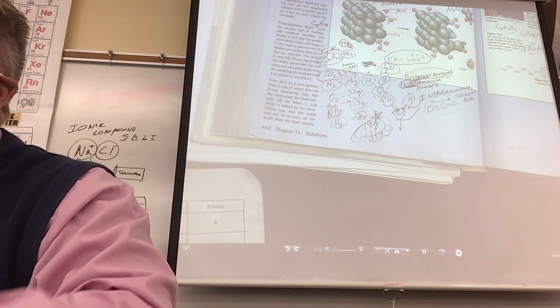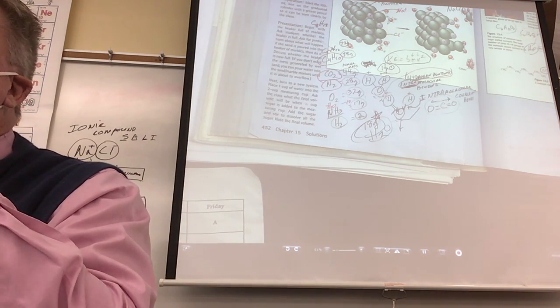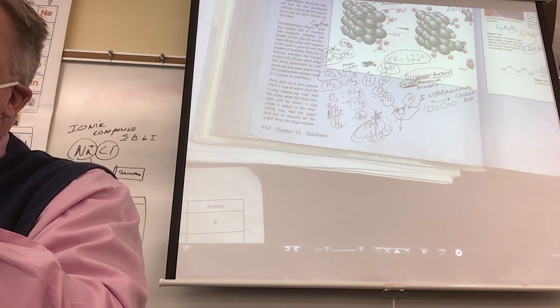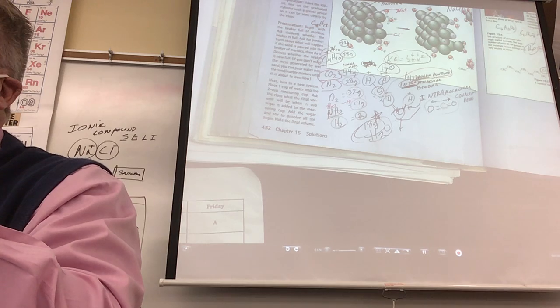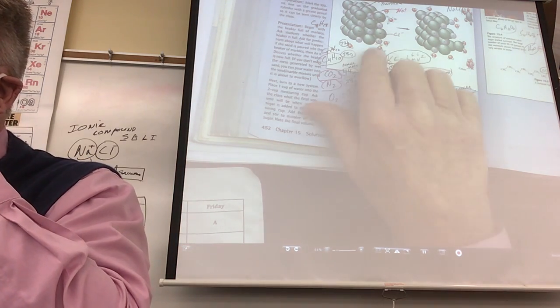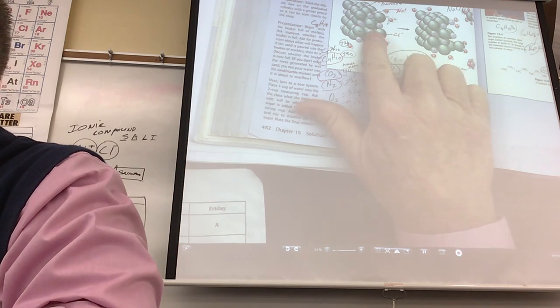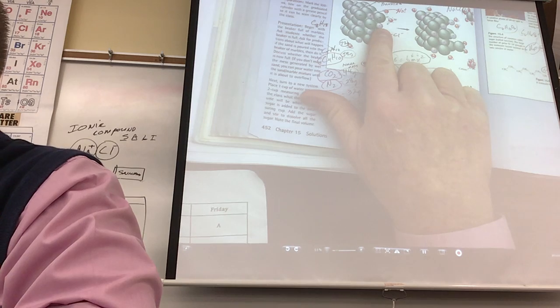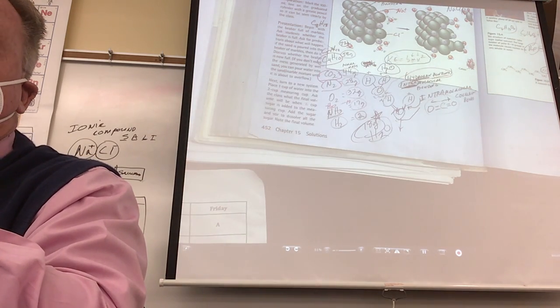Ions. Table salt has no neutral atoms in it. Everything in table salt is positive and negative ions, and they have the same number of each. That's why it's not charged. The whole thing's not charged, but it's made of ions. And is there an attraction between the sodium and the chloride ions? Yeah, opposites attract. It's called an ionic bond.